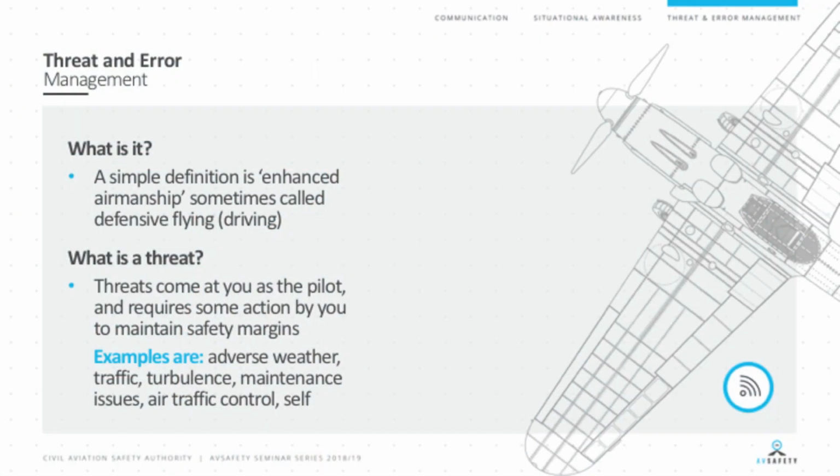The first one is the terminology of essentially what is a threat. A threat is essentially something that comes externally towards the pilot that requires some action in order to maintain a margin of safety. Now, those threats can be anything from turbulence or bad weather. A threat can be something that might be going wrong mechanically with the aircraft. Air traffic control in itself can perhaps be a threat to the safety of the aircraft, especially if it introduces a distraction. In some respects, we might even be a threat to ourselves.